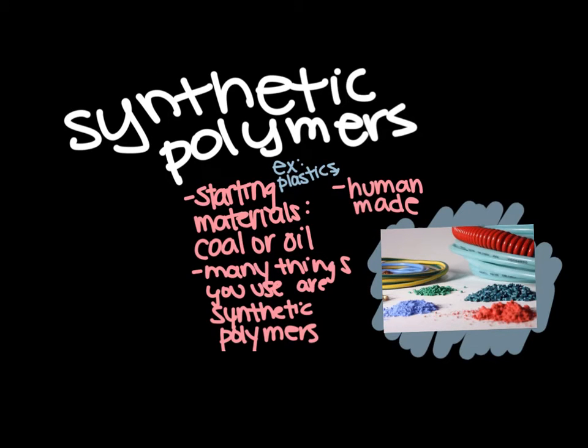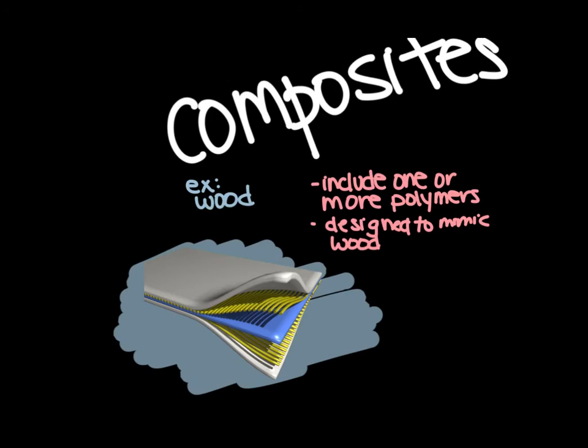Synthetic polymers such as plastics, clothing, and carpets are man-made and start from coal or oil. There are various kinds of synthetic polymers because they can be flexible, hard, or lightweight. Chemical engineers can design these polymers to fit specific needs.